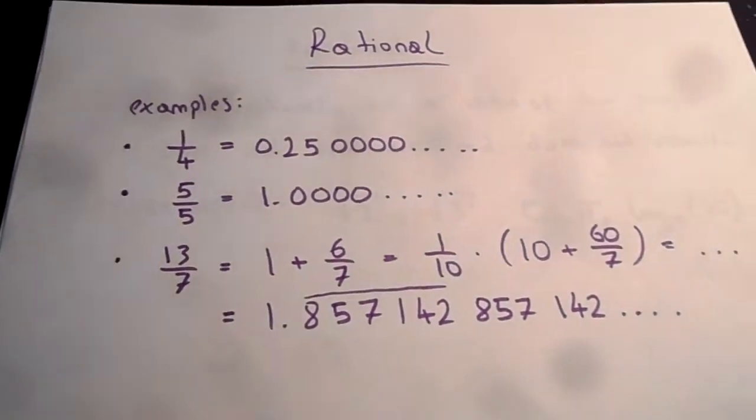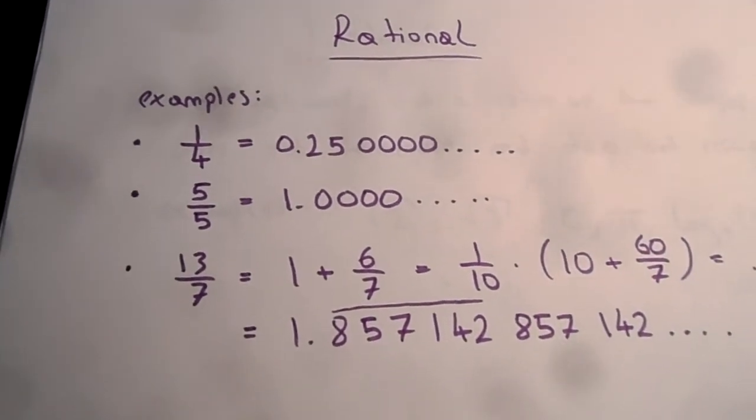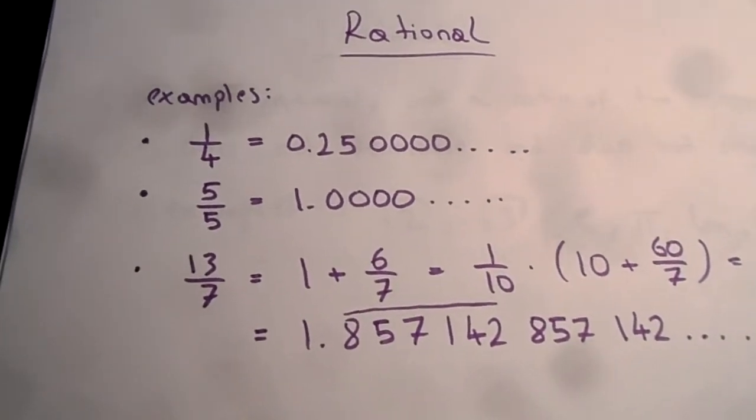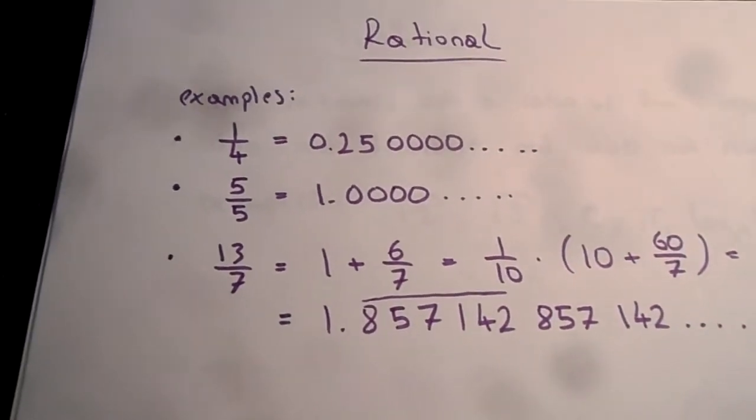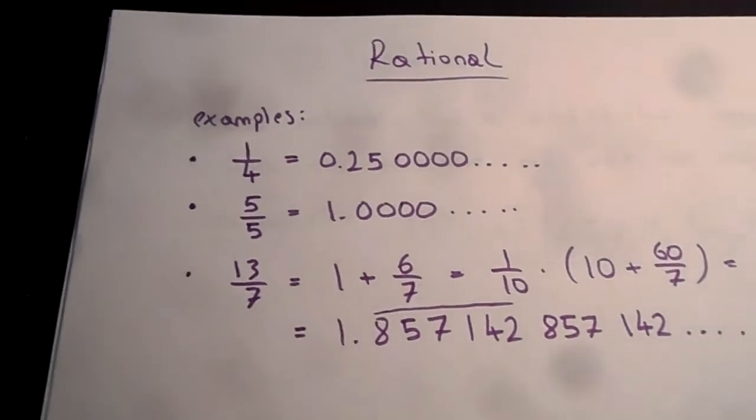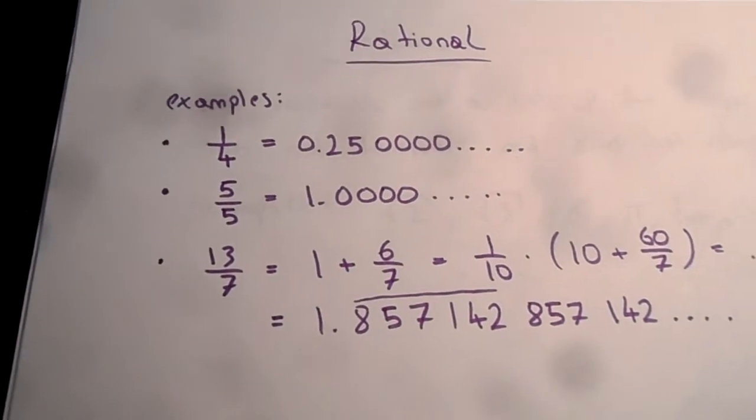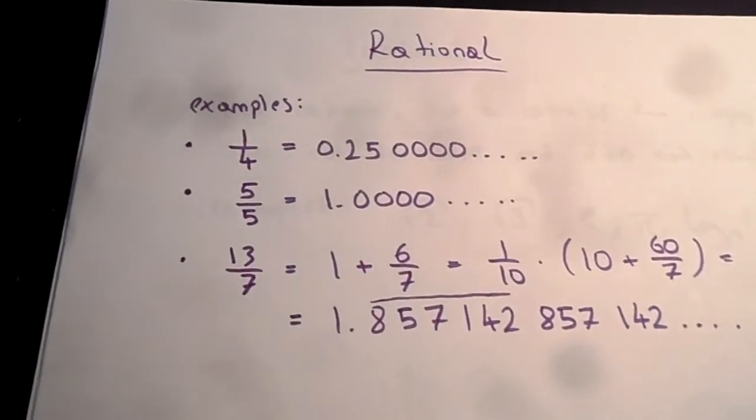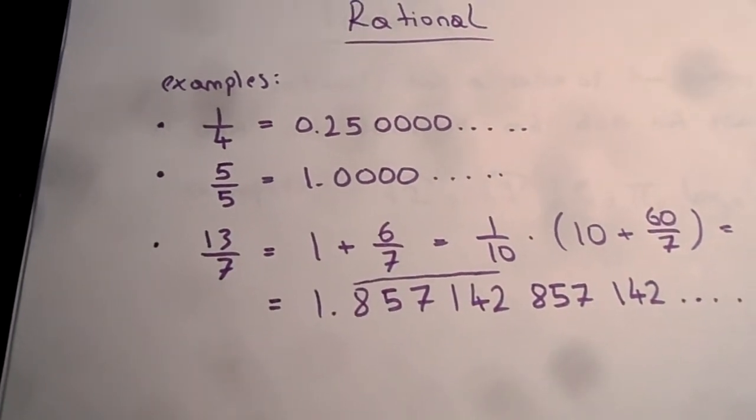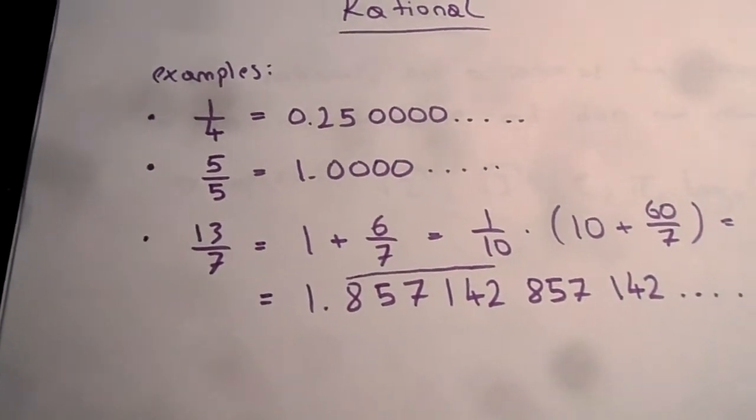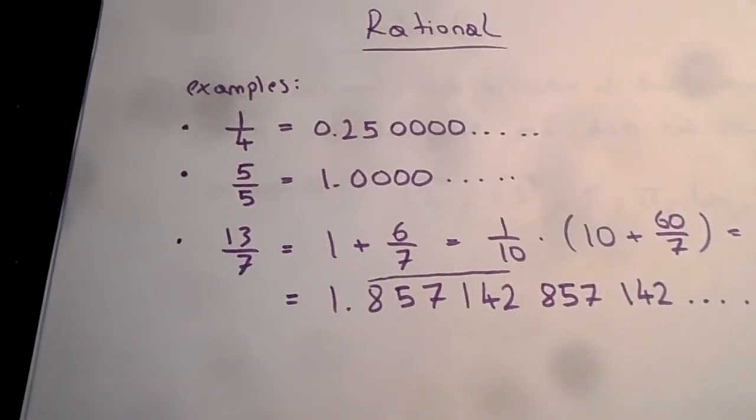13 over 7 is slightly more complicated, but we can still understand it. It's a recurring number, so it can be written as 1 plus 6 over 7. Now 7 is larger than 6, so we can write this as 1 over 10 times 10 plus 60 over 7. We can now divide 60 by 7 again and see that it fits in 8 times with remainder 4. And then we can keep continuing this process to understand that 13 over 7 is in fact 1.857142, 857142, and so on. So it recurs and has this recurring block 857142.